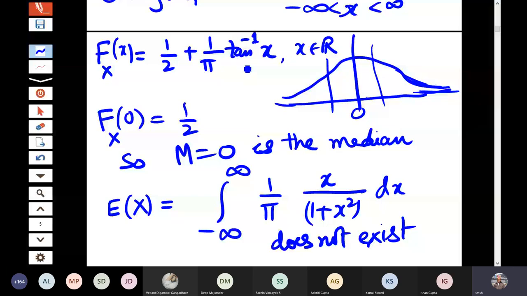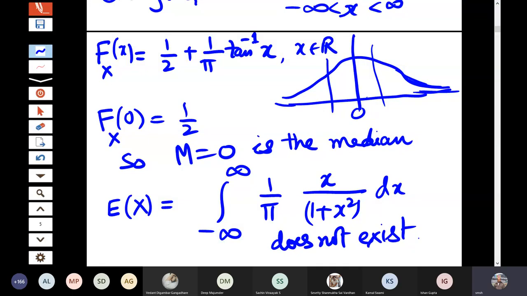Sir, so the variance, there is no variance also for the curve because there is no E of x. If a lower order moment does not exist, then a higher order moment will also not exist. I will state a theorem for this maybe after completing this portion.